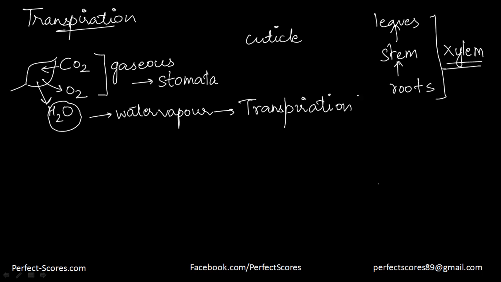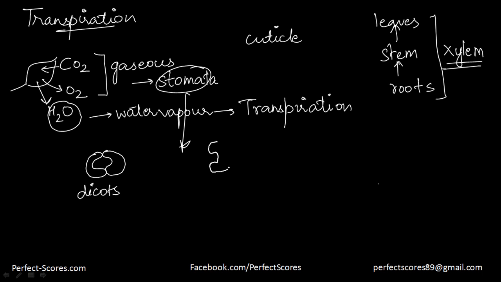But before going ahead to xylem and the process in detail, let's learn a little bit more about stomata. So stomata are basically pores, and they are enclosed within two guard cells. So when you have dicot plants, you have kidney-shaped guard cells like this. So that is for dicots. And when you have monocot plants, they have dumbbell-shaped guard cells like this. So this is for monocots.